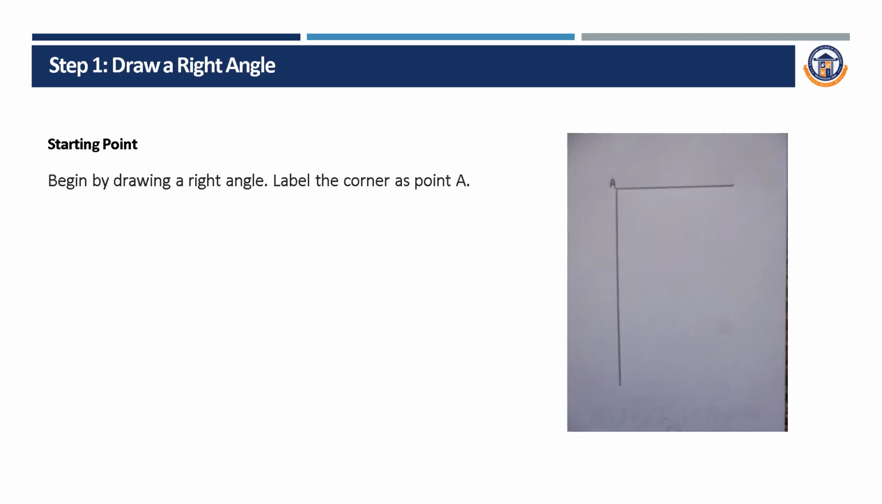Step 1, which we are going to learn, is the starting point. Draw a right angle. We begin drafting by drawing a right angle, which will serve as our reference point. The corner of this right angle is labeled point A, which is shown here.